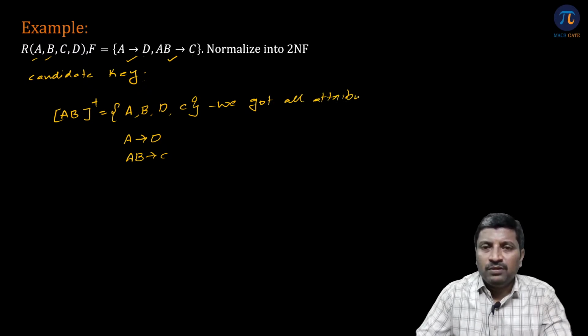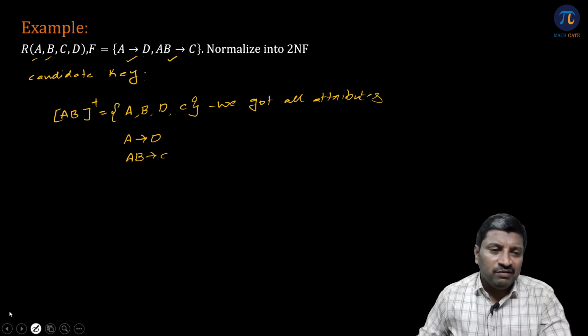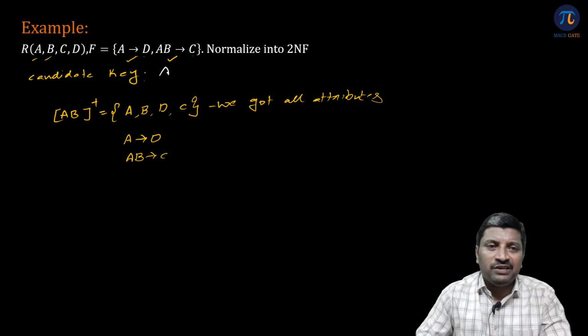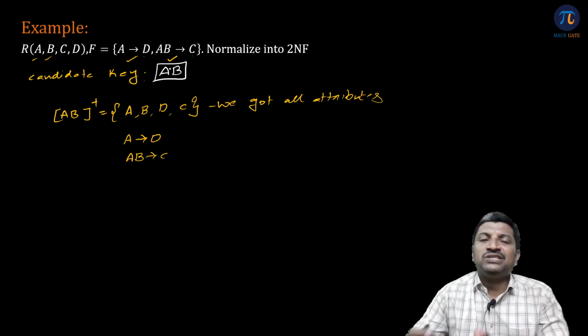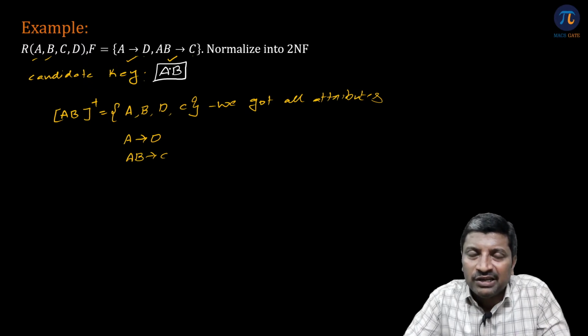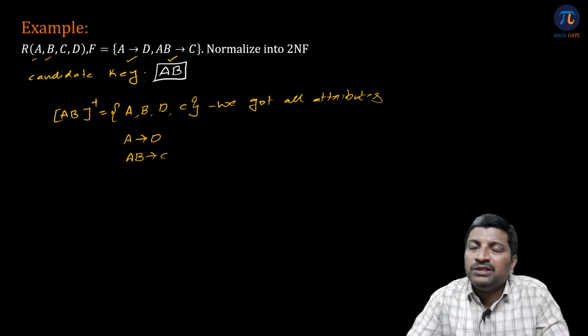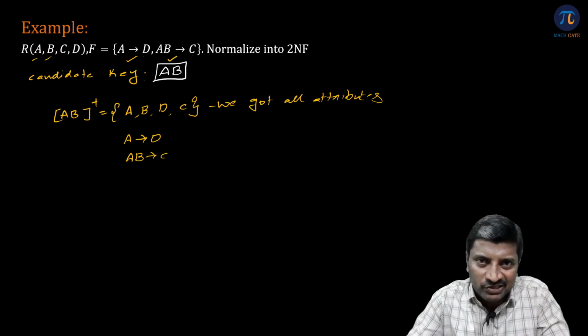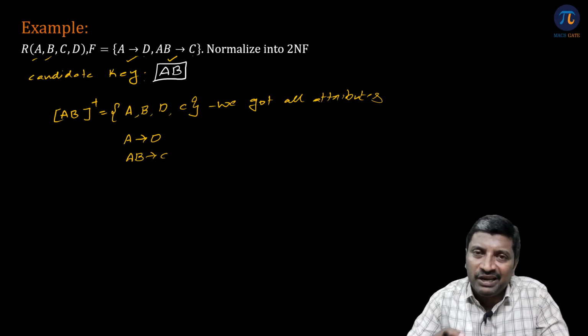We got all attributes. So what is the candidate key, sir? For this example, the candidate key is AB. Suppose if the candidate key contains only one attribute, there is no concept of partial dependency. That means no need to verify anything.